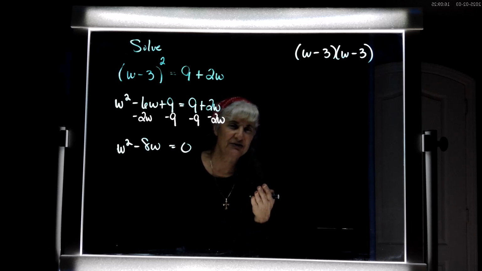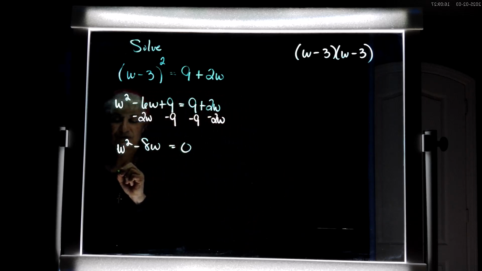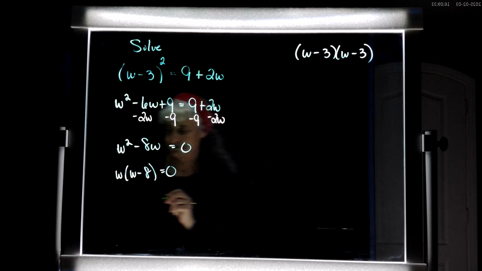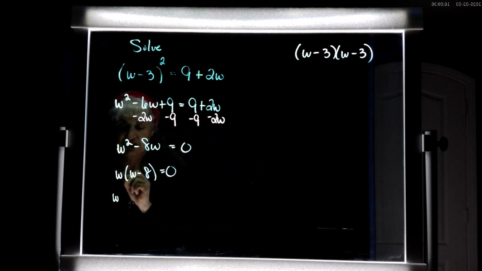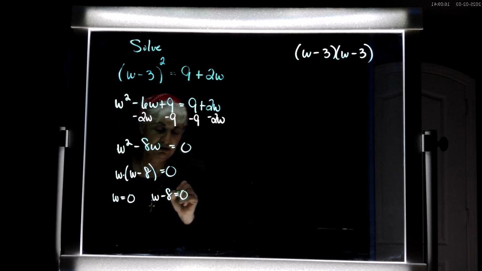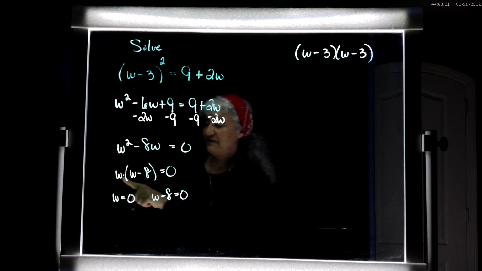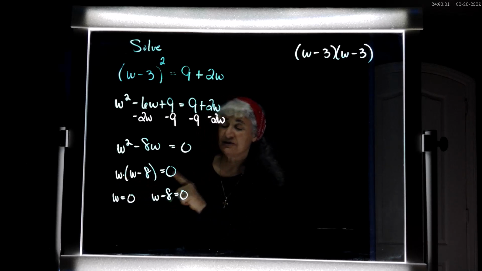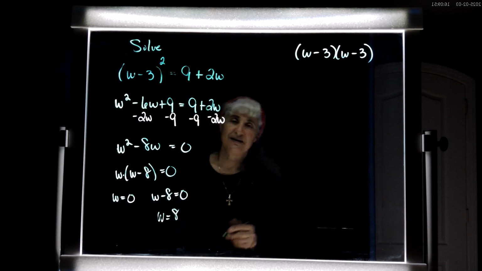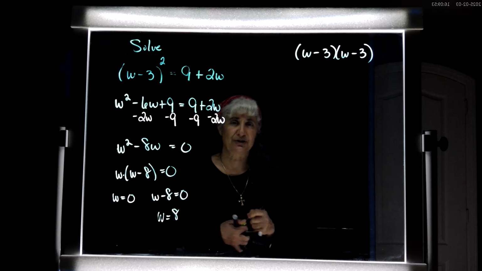All right, what are we going to do? Yeah, some of you are like, oh my gosh, just take out a w. I agree. And then you take each quantity and you set them equal to 0, because we have that old wonderful statement, if a times b equals 0, then a is 0 or b is 0. There are our two solutions.